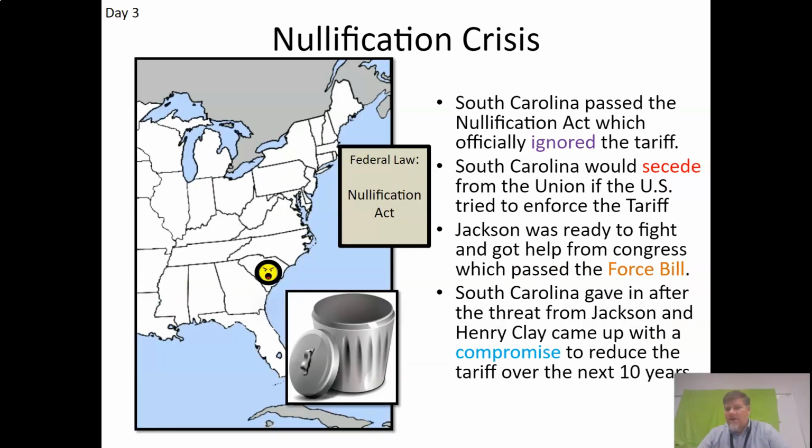Ultimately, in the case of the Tariff of Abominations, with Jackson passing the force bill or saying he's going to fight to pass the force bill, South Carolina starts to relent a little bit, but only after they also start to lower it. So they lower the tariff and go about passing the force bill, and now South Carolina backs off and they start to collect the tax.